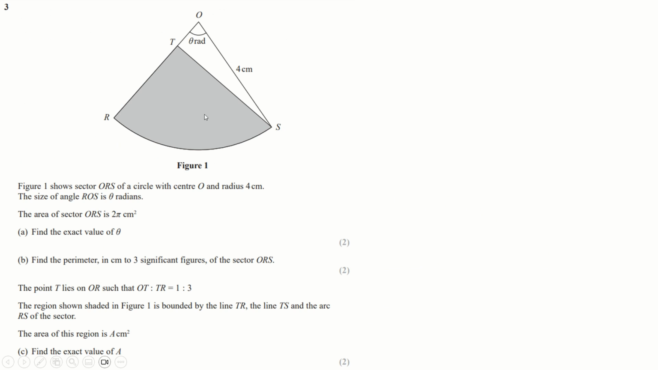Question 3 then. So the area of a sector, if you're in radians, is just r squared theta over 2. That's not in the formula book, unless I was just being blind. You're given the area as 2 pi, so 2 pi equals this, r is 4. So 4 squared is 16, divided by 2 is 8. And then divide this by 8, you get pi over 4 for theta.